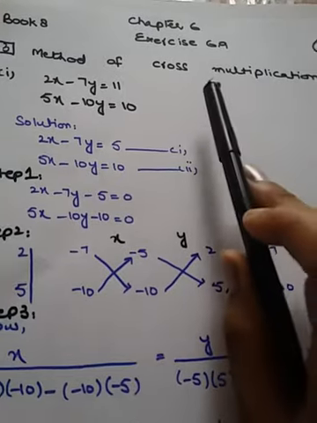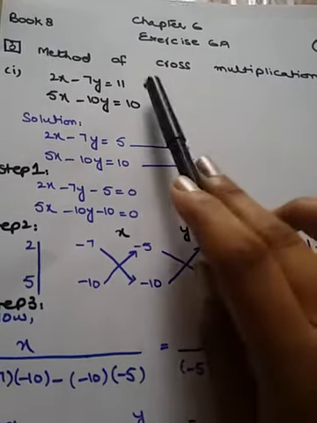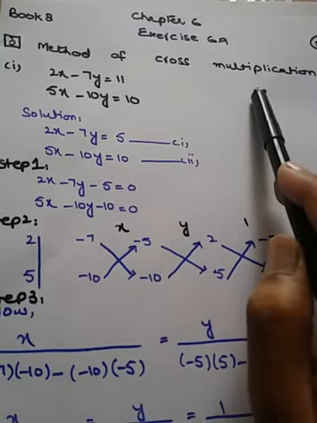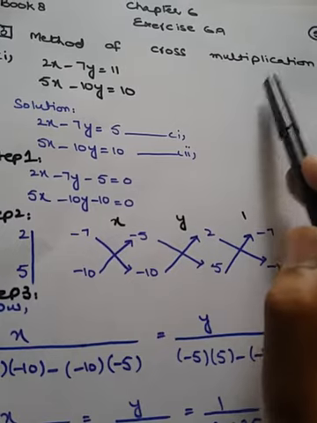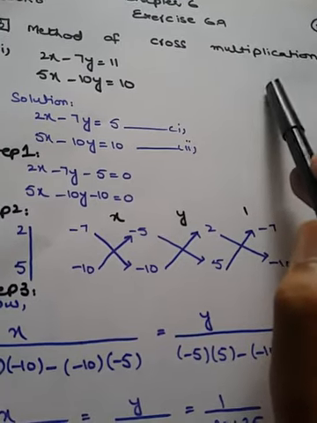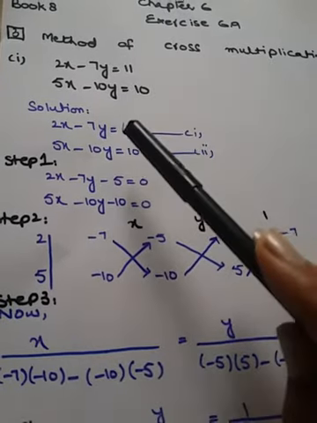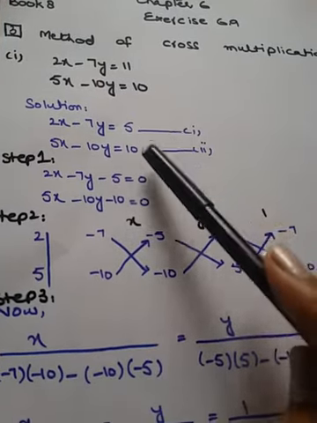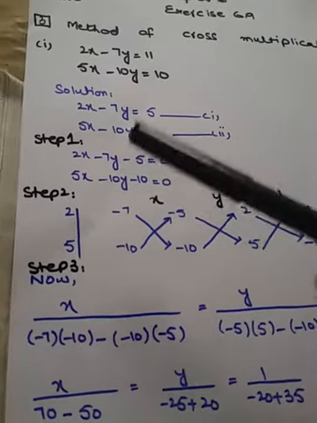Okay, this is the third method to solve simultaneous linear equations, the method of cross multiplication. The first one was the method of equating the coefficients. The second was the method of elimination by substitution. Now the third is the method of cross multiplication. In our solution we will give names to these equations and I will solve this in 4 different steps.